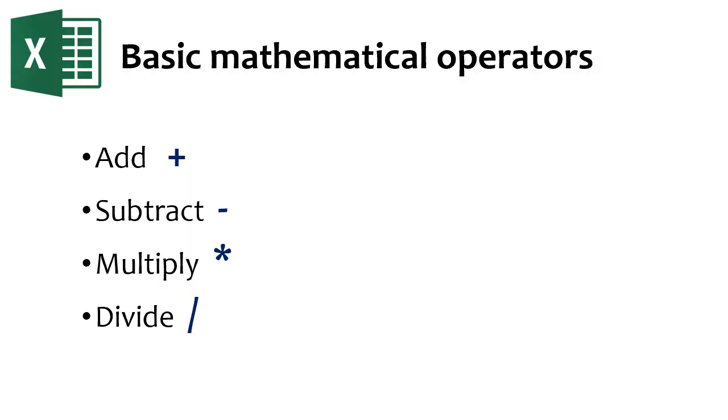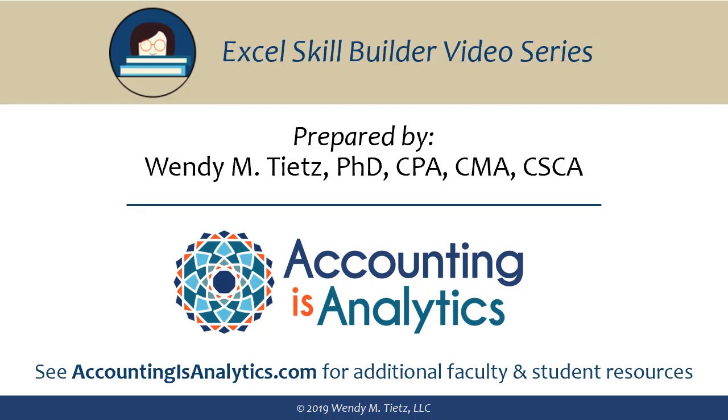You can use any of the mathematical operators with cell references. There are 4 basic mathematical operators. Add is a plus sign, subtract is a dash, multiply is an asterisk, divide is a slash. Just substitute the sign that you want in the process that we just walked through to add, subtract, multiply, or divide in Excel. That's it.